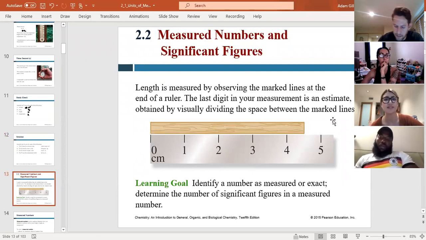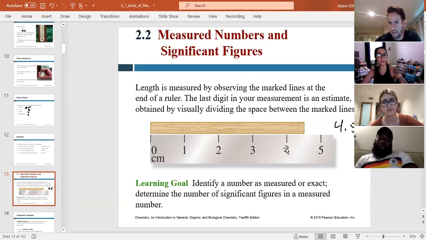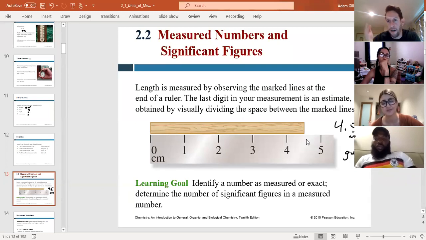4.5, right? So you can say it's estimated, you could say it's 4.5, right? The 4 is known because there's a mark at the 4. But why do we say 0.5? Because it's about half. Do we know it's exactly halfway? There's no markings here. We're guesstimating. Yeah, we estimate. So this is a guess. We're guessing it's about halfway.